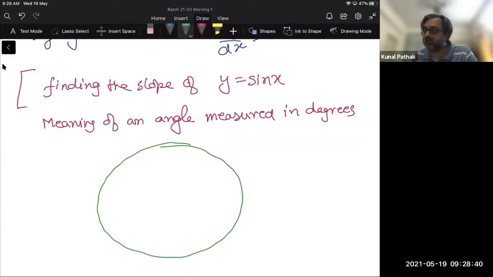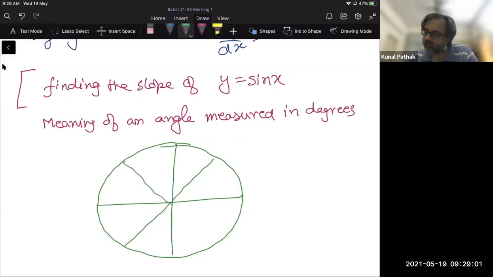So the way that this guy measured the angles was that he took a circle and he divided the circle into equal parts, right? So this is a circle divided into four equal parts. This is a circle divided into eight equal parts. And he kept on dividing the circle until he arrived at 360 equal parts.